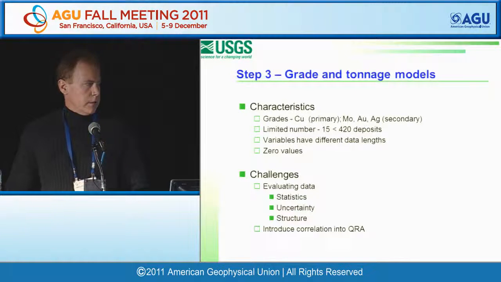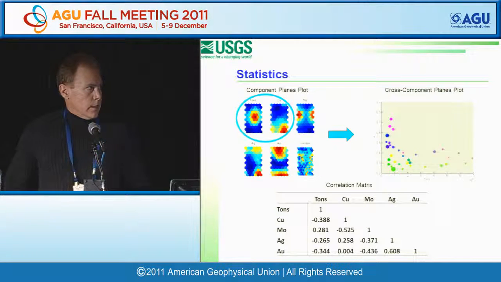So some of the challenges here that I'll address are the statistics, looking at uncertainty in the data set, and also the structure. Are we looking at apples and oranges? And these sorts of things can be introduced in the quantitative resource assessment. So on the left, this is a component planes plot. We're looking at the circle is the tons in copper, and to the right, if we look at a cross plot between these two component planes, you can see that there's some data, and each of these dots is scaled relative to the amount of information, and the colors represent deposits from different places in the world.